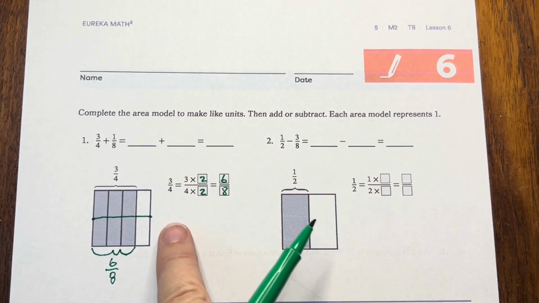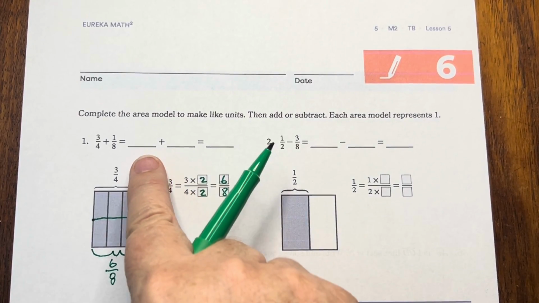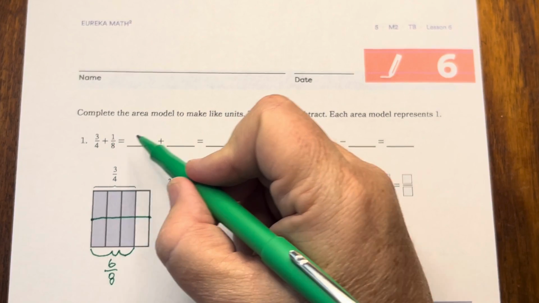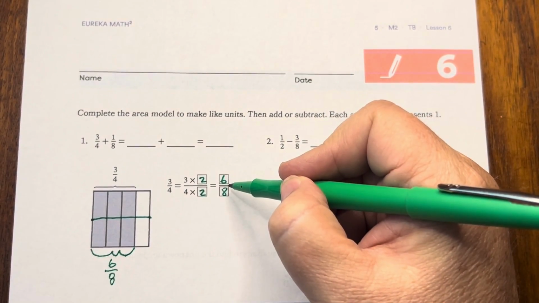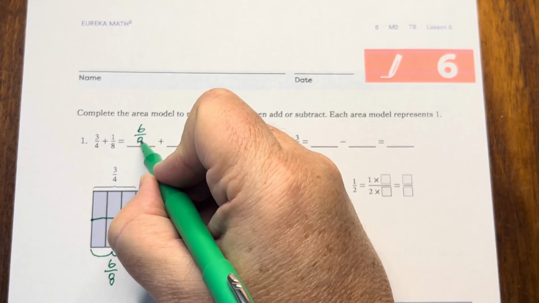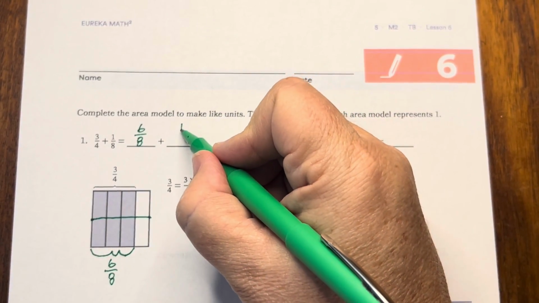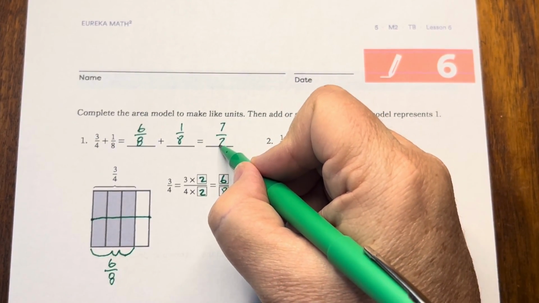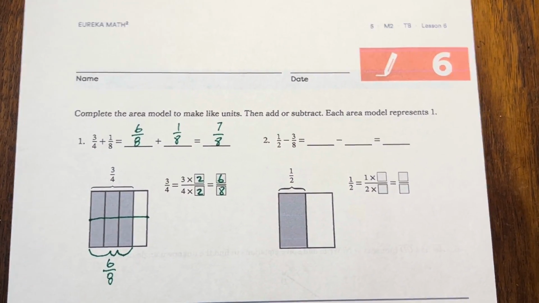So now that we have equivalent fractions, we can actually add them together. So instead of writing 3/4 here, we're going to write its equivalent, which is 6/8, plus our 1/8 is going to equal 7/8. Let's look at this next one.